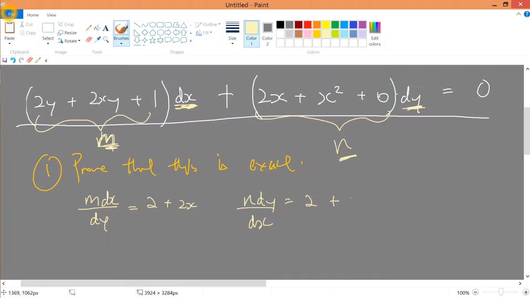plus 2x. Yes, so 0 differentiated is just 0. So therefore we prove that this is equal to this. Ta-da! That's the answer. But now they want you to solve.